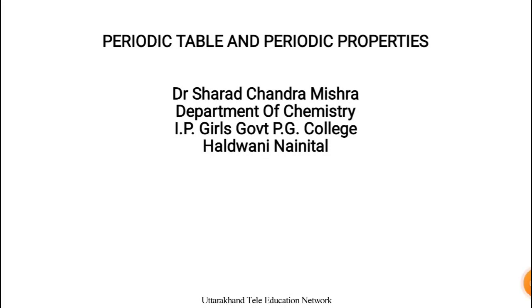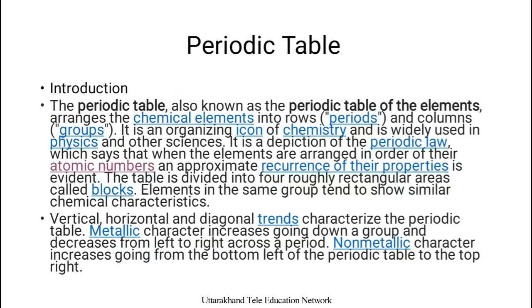Good morning. Today's topic is the periodic table and periodic properties. The periodic table, also known as the periodic table of the elements, arranges the chemical elements into rows and columns called groups. It is an organizing icon of chemistry and is widely used in physics and other sciences.